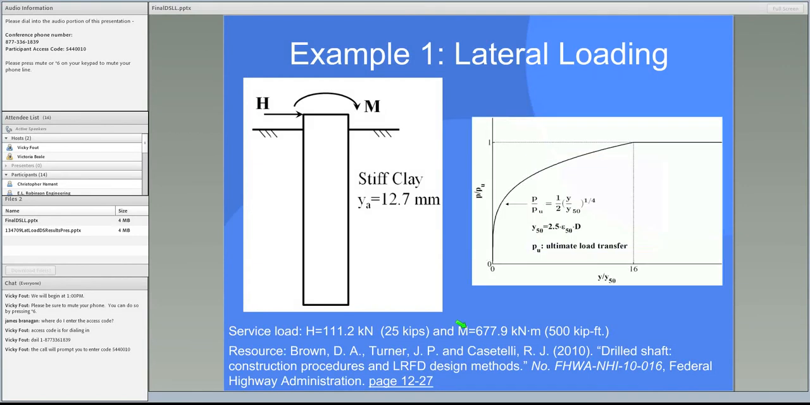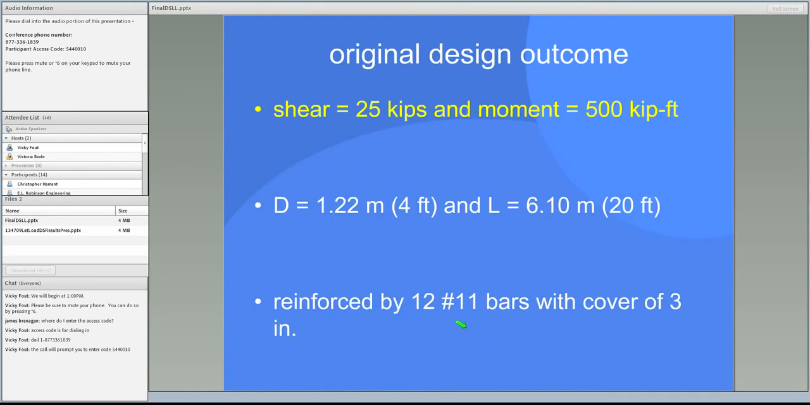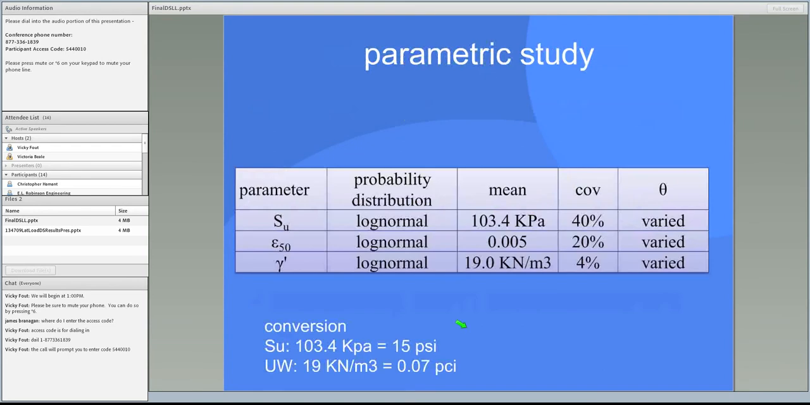Let's fix the correlation length for epsilon 50 and gamma prime as 1 meter, but we vary theta for SU, and we can draw a lot of samples. The theta of SU is varied from 0.1 meter, 0.2, 0.5, 1 meter, 2 meters, 8 meters, 32 meters, and 60 meters. As theta is varied, the resulting samples are also different.